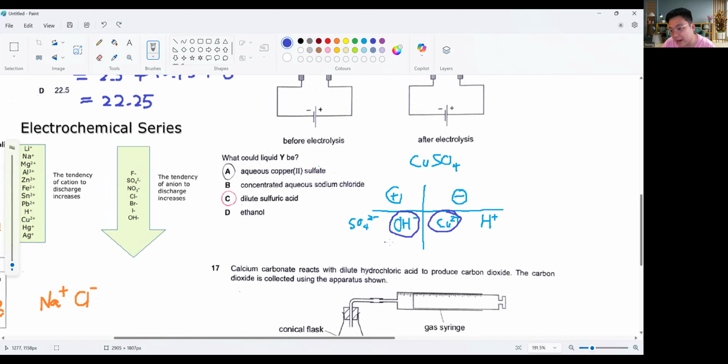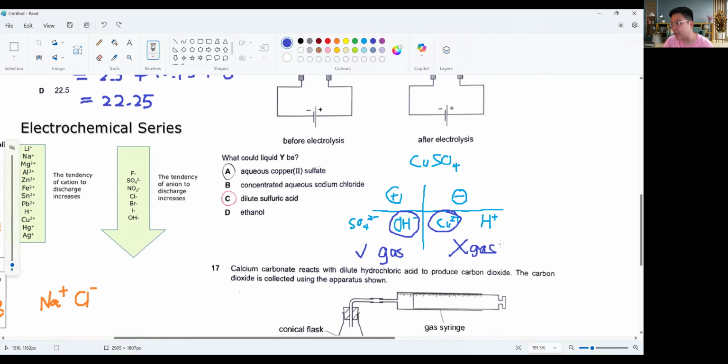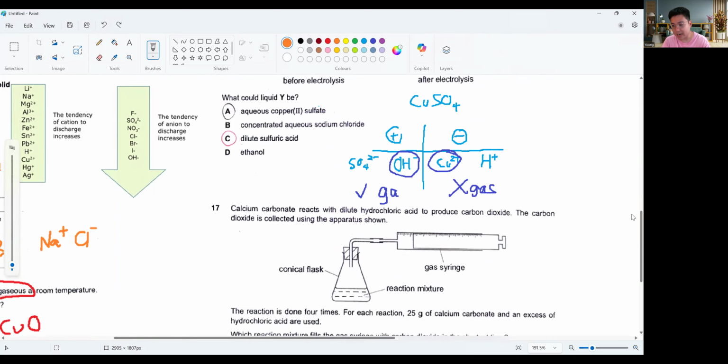So OH minus, you produce a gas. Cu, will you produce a gas? No gas. But in this question here, they show that anode and cathode both must produce gas. So when you see that here there is no gas, then it's wrong already.